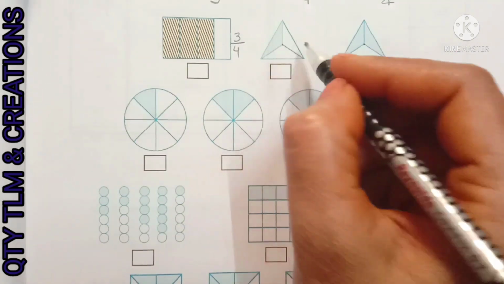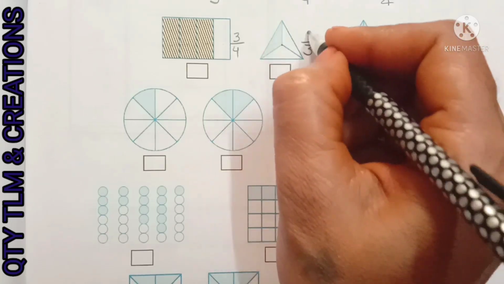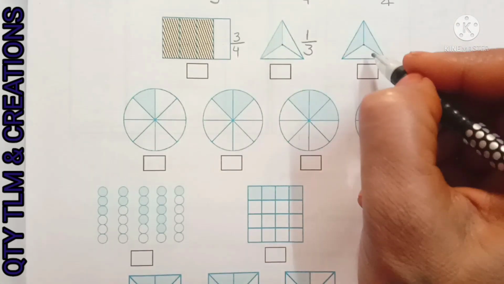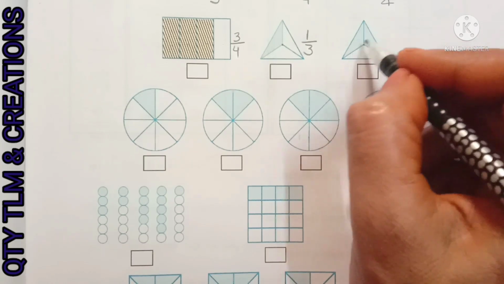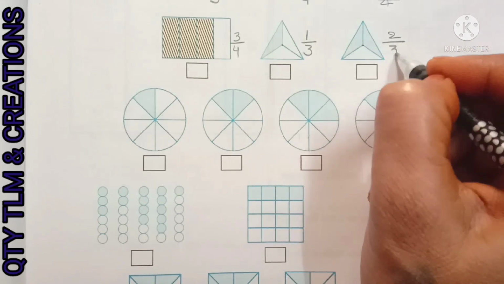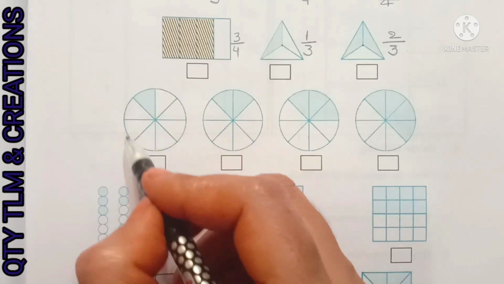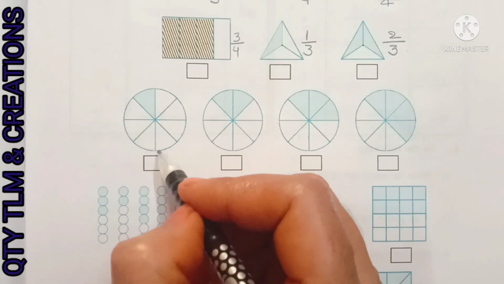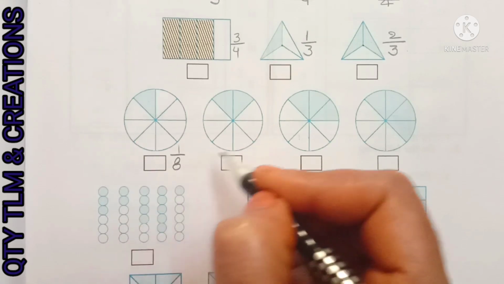Next this triangle has been divided into 3 parts. So shaded part is 1. 1 by 3rd. Next this triangle has been divided into 3 parts. Shaded parts are 2. Total parts are 3. 2 by 3. Next, this circle has been divided into 8 parts. Shaded part is 1. So 1 by 8.